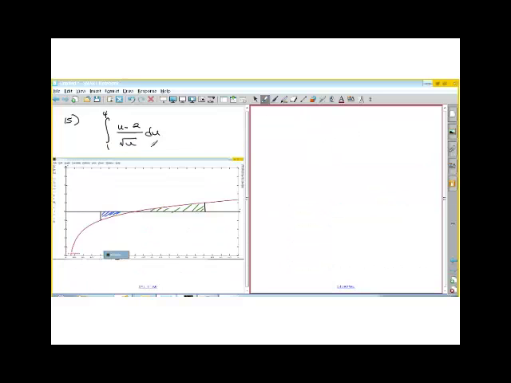So in this case, we just rewrite the original equation first by dividing each thing by the square root of u.